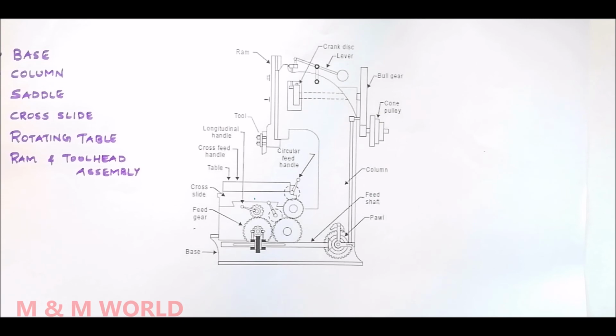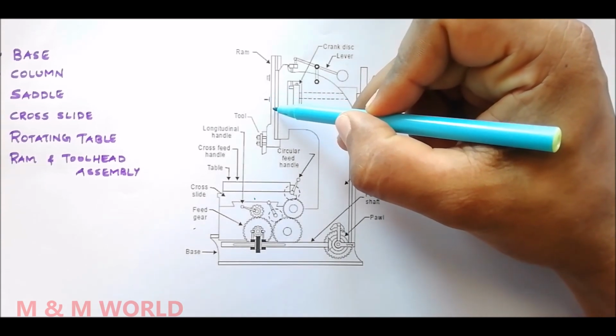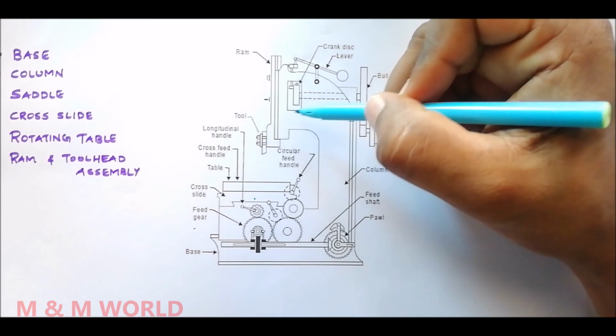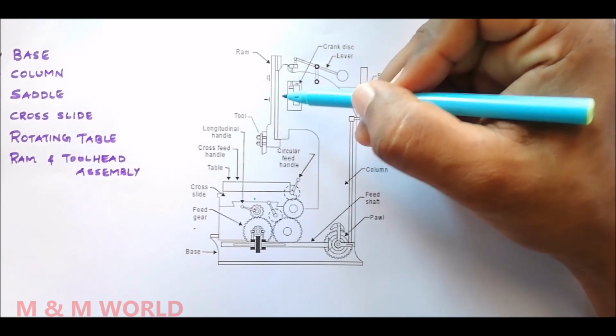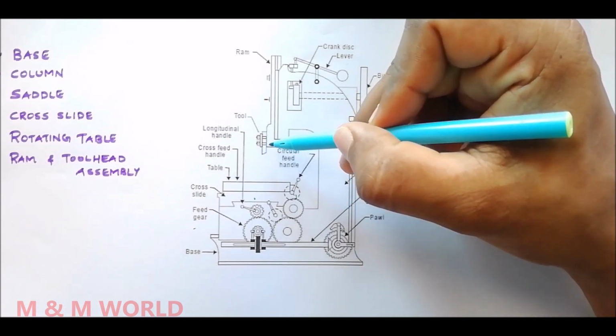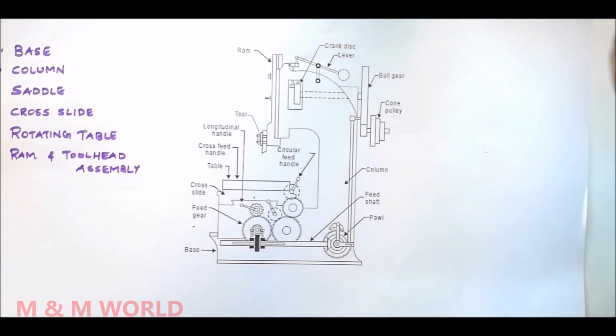And the last one is ram and tool head assembly. So here we have a ram, and it is the reciprocating member of the machine, and it is mounted on the guideways of the column, and the ram supports the tool on the tool head, and a slot is cut on the body of the ram for changing the position of stroke. So these are the main parts of a slotting machine.